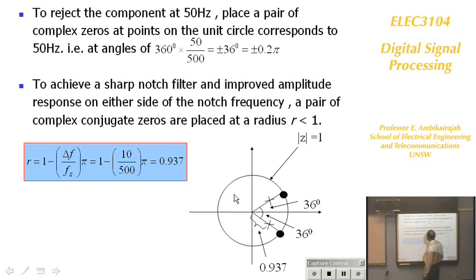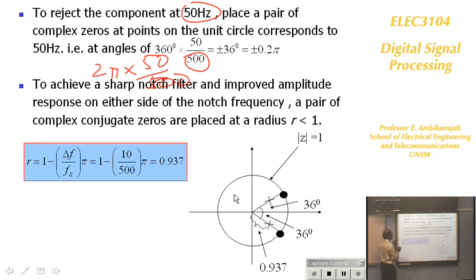So what do you do? First find out what frequency you want to reject. We want to reject at 50 hertz. Sampling is 500. So 2 pi times 50 over 500. That's how we find our frequency, which is plus or minus 0.2 pi. That works out to 36 degrees, and that's where we have to place the complex zeros. Now, to achieve a sharp notch filter, on either side of the notch frequency, we need to have complex conjugate poles at a radius less than 1.